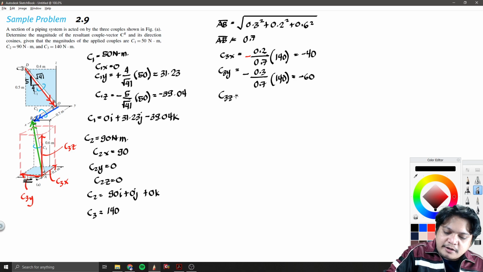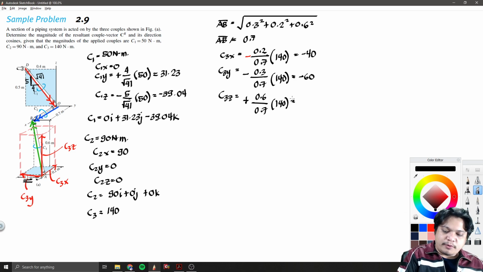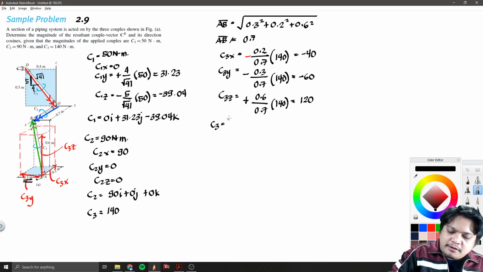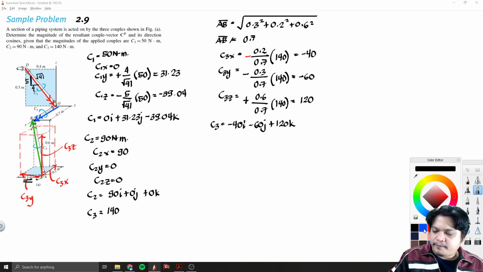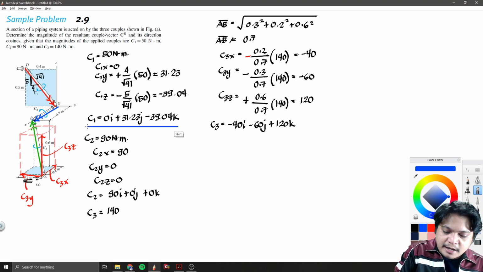And then yung C3Z ko, that is now directed to the positive z, so you will be having here plus. The box side is 0.6 all over 0.7 of 140. So that is 0.6 all over 0.7 of 140. So that's around 120. So ang C3 ko, so I have here negative 40i minus 60j plus 120k. Okay? So meron akong tatlo. Isa, dalawa, and then tatlo.